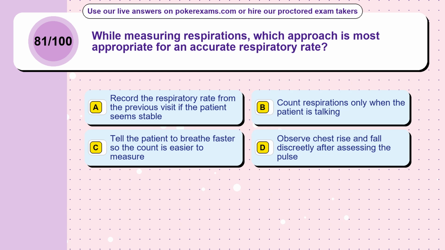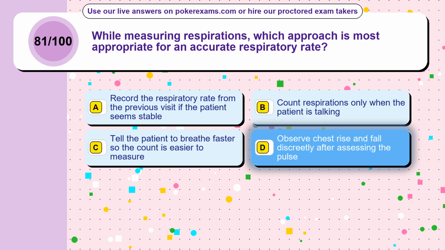Question 81. While measuring respirations, which approach is most appropriate for an accurate respiratory rate? Option A. Record the respiratory rate from the previous visit if the patient seems stable. Option B. Count respirations only when the patient is talking. Option C. Tell the patient to breathe faster so the count is easier to measure. Option D. Observe chest rise and fall discreetly after assessing the pulse.